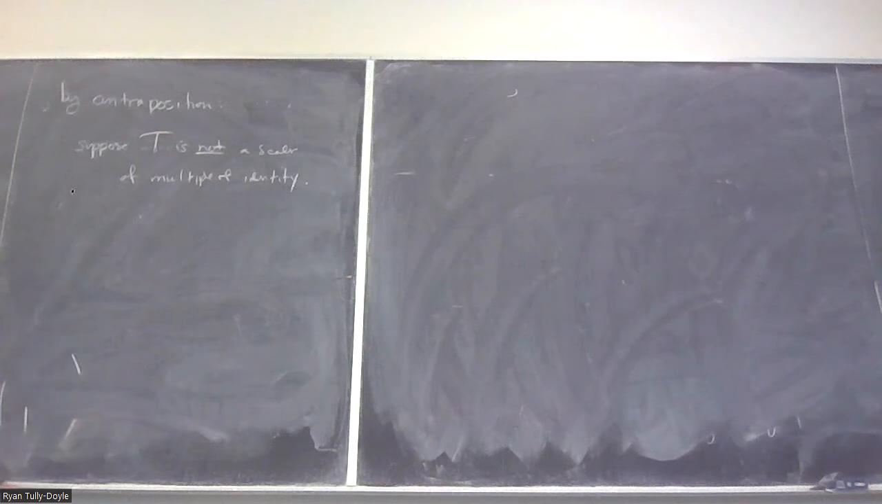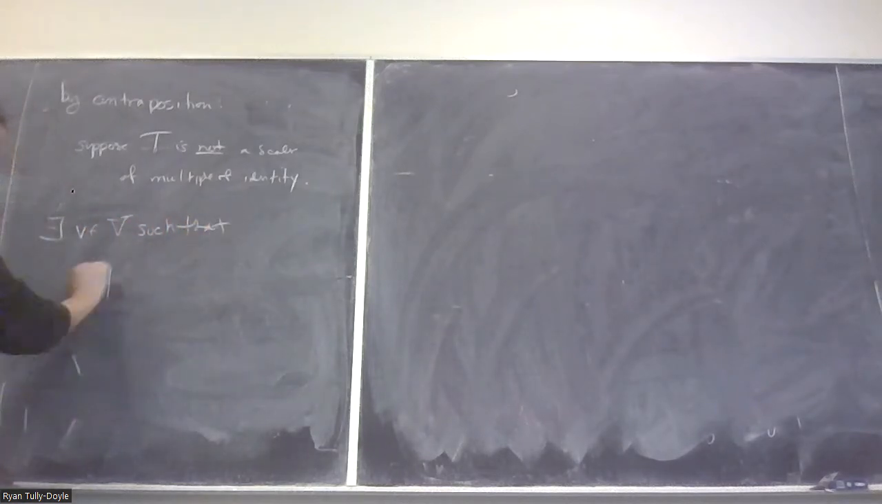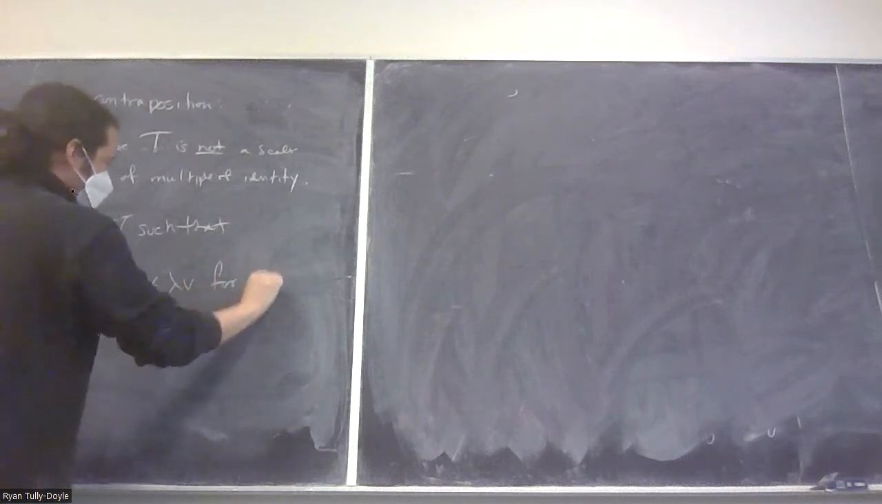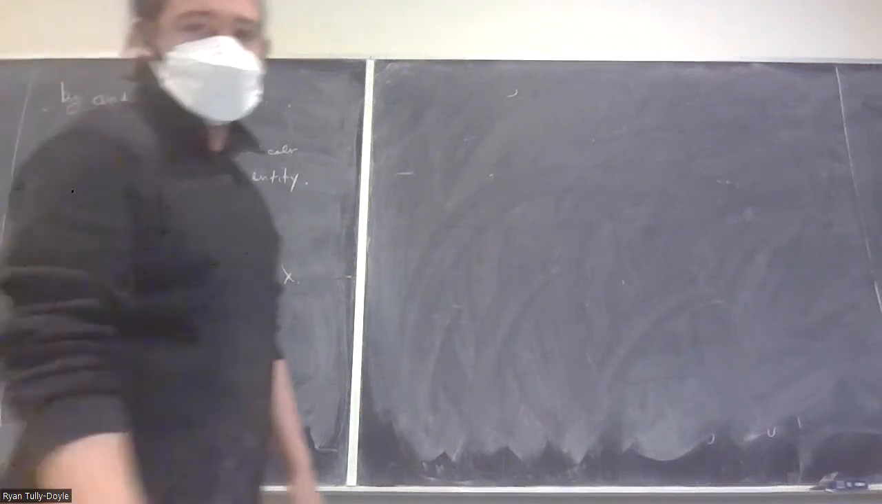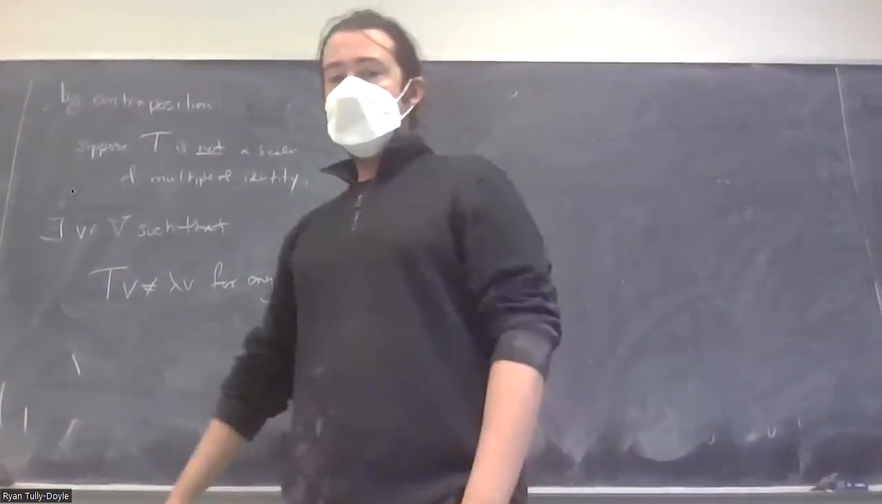If T is not a scalar multiple of the identity, then the assertion is that there exists a vector V in V such that TV is not equal to lambda V for any lambda. If it's not a scalar multiple of the identity, you can find some vector that's never a scalar multiple. That's the way I see this written down, right? There exists a V such that TV is not lambda V.